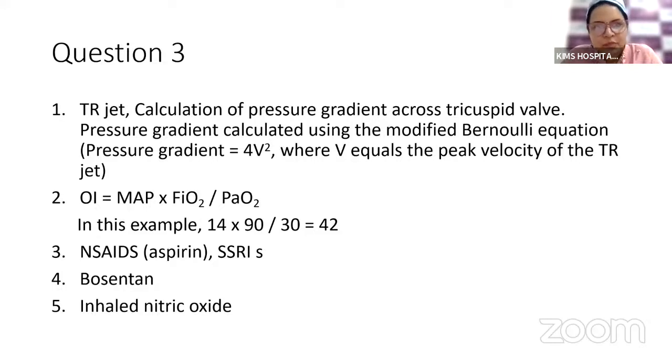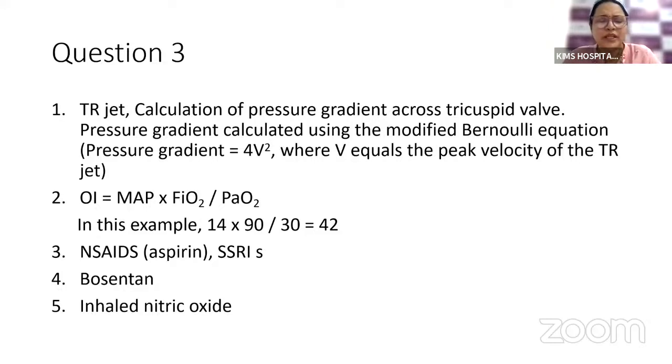We, as a convention, take the postductal PaO2 wherever you have both preductal and postductal. Remember that we should take postductal because it is more representative of the severity of PPHN. So in this particular example, it is 14 into 90 divided by 30, which is equal to 42. Now, how do we interpret OI?